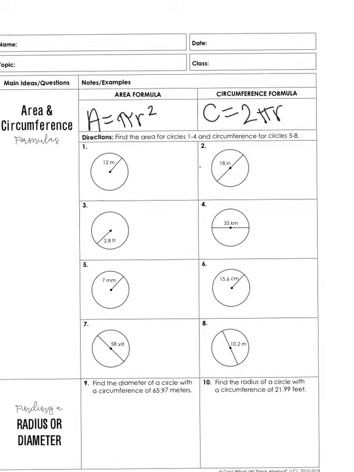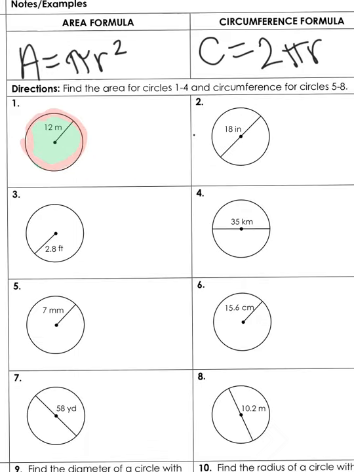So in both of these formulas, we have to use the radius. Sometimes they'll give us the diameter, and we'll have to find the radius to plug it into the formula. Keeping in mind that when we talk about the area, we're talking about the inside of the circle. When we're talking about the circumference, we're talking about the outside of the circle.